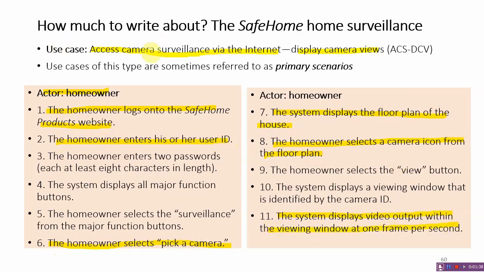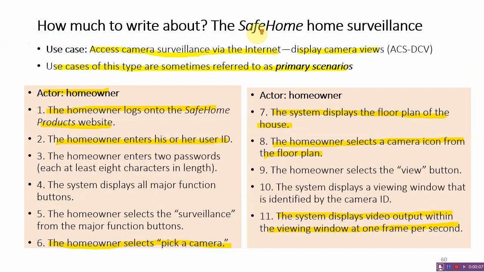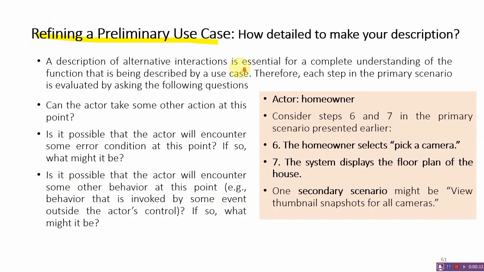So this is how the use case is being completed. Use cases of these types are sometimes referred to as a primary scenario. Now, the third step is refining a preliminary use case. For the previous question, how much to write about, we have seen that there are some primary scenarios we should talk about and write about, and then we will see how detailed this particular use case description can be made by refining a preliminary use case.